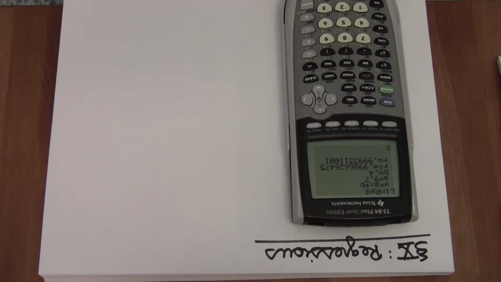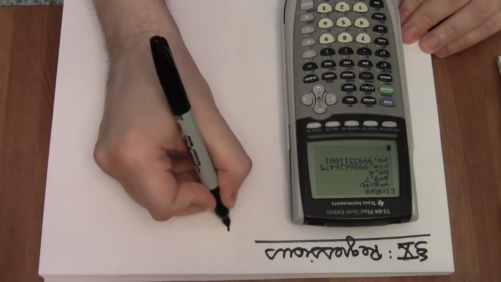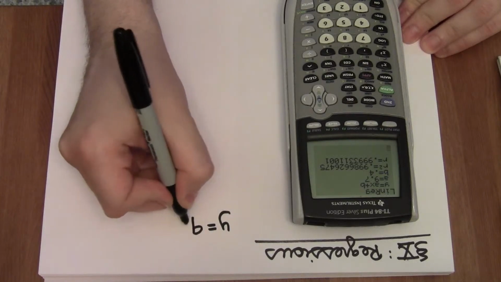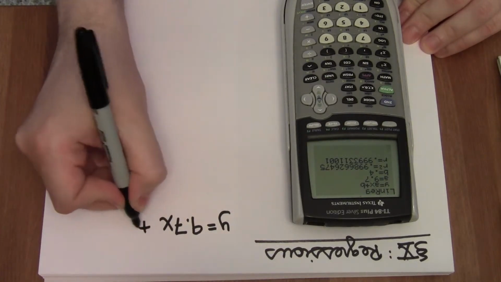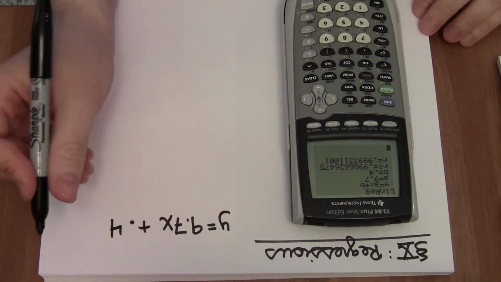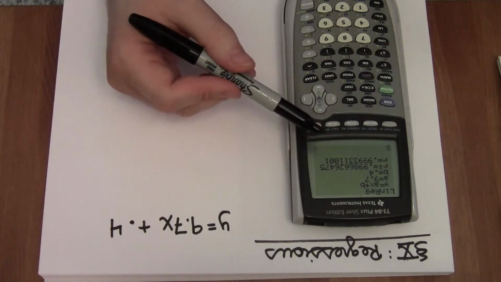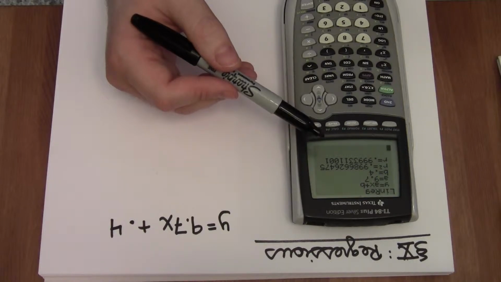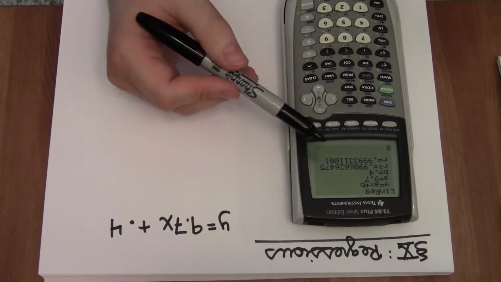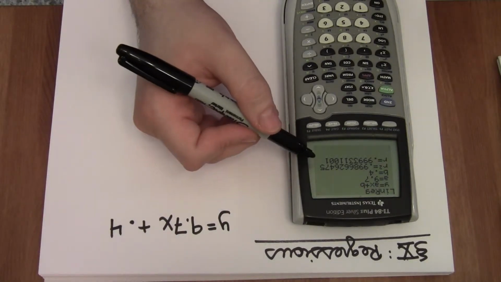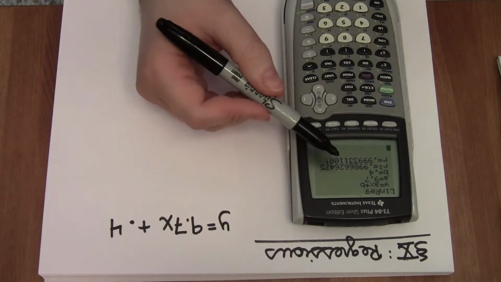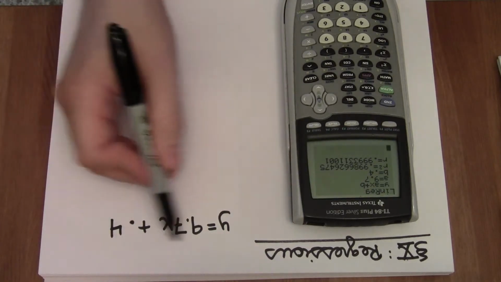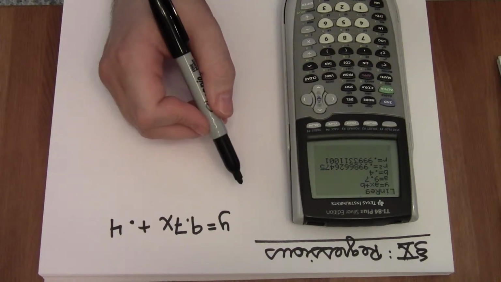What it's telling me is the equation of the line that approximates my data is y equals 9.7x plus 0.4. R squared is called the correlation coefficient, and it just tells us how good of an approximation it is. The closer that number is to 1, the better our approximation is. So since R squared is 0.9986, this line is a pretty good approximation of our data.